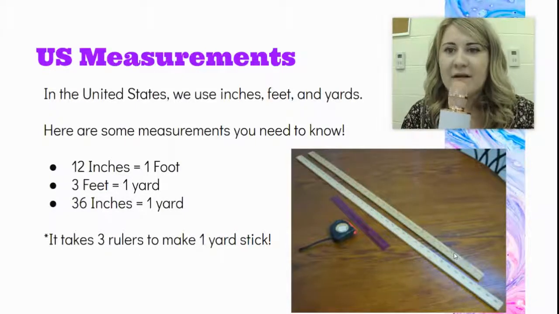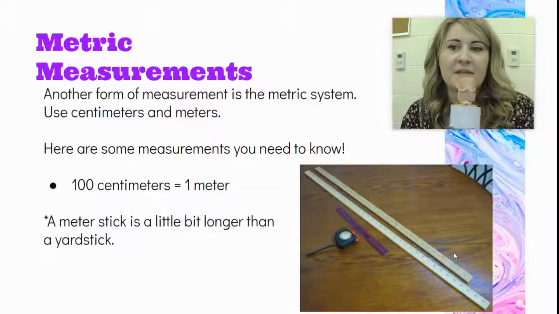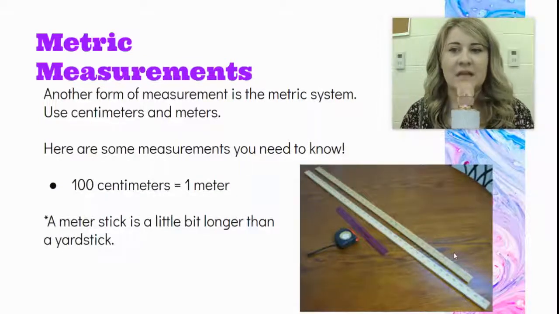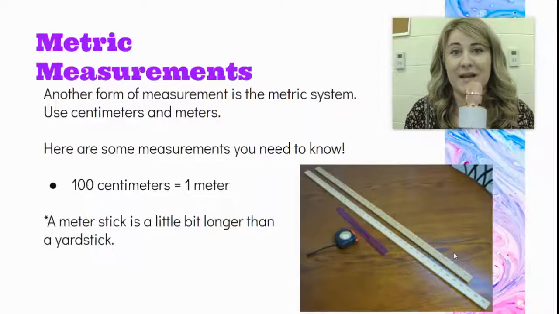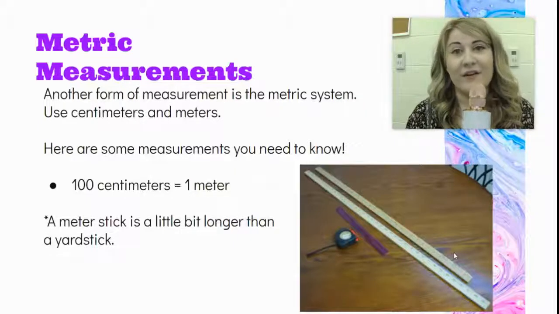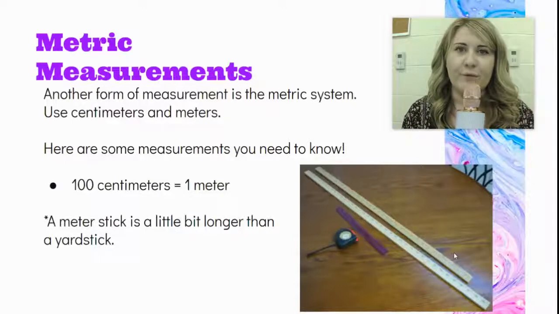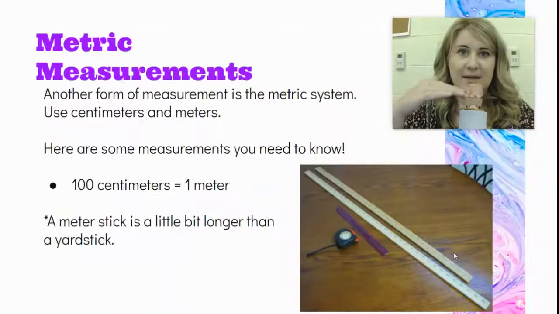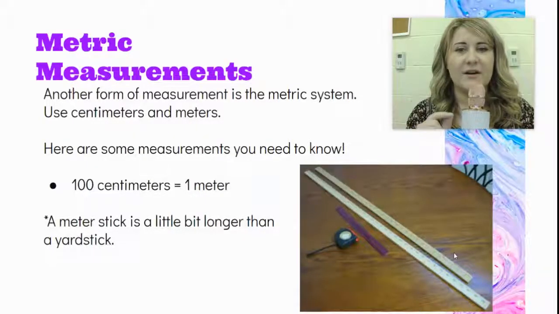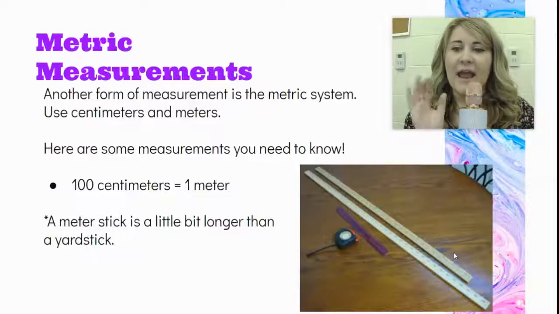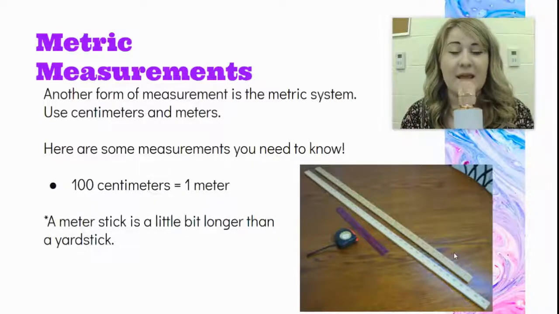Next, we also have something called the metric system. This is what other places in the world use. They use centimeters and meters. Now, centimeters are very, very tiny. They're even smaller than inches. If you look at a ruler, it will have an inch side and a centimeter side. So a centimeter is even smaller than an inch, and 100 of those centimeters make a meter stick.